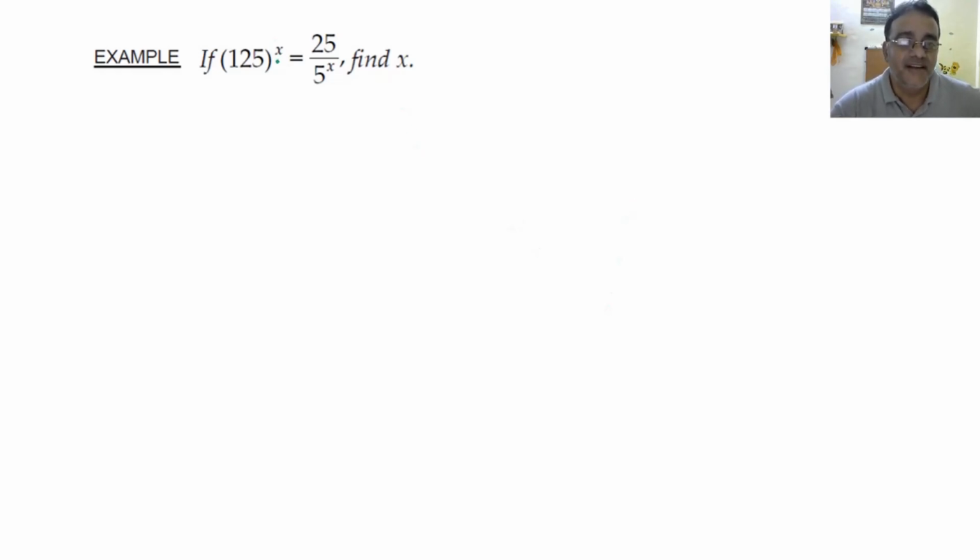Here the power of x is given. The power is x on the left hand side, and on the right hand side, the denominator has power x. How will you do this question? Sir, we can write 125 is equal to 5 cube. Yes, 125 you can write 5 cube, and here also 25 you can write 5 square.